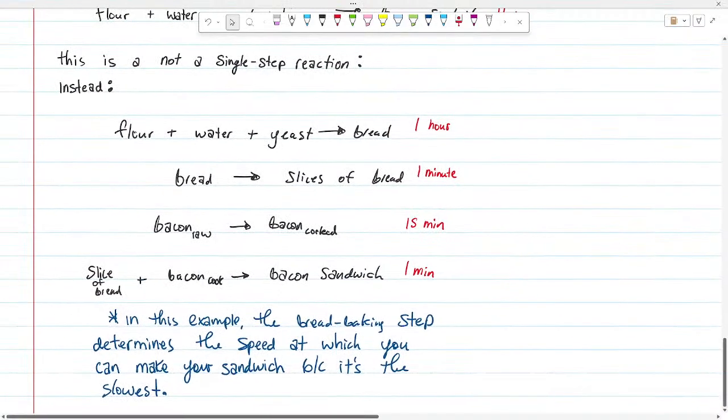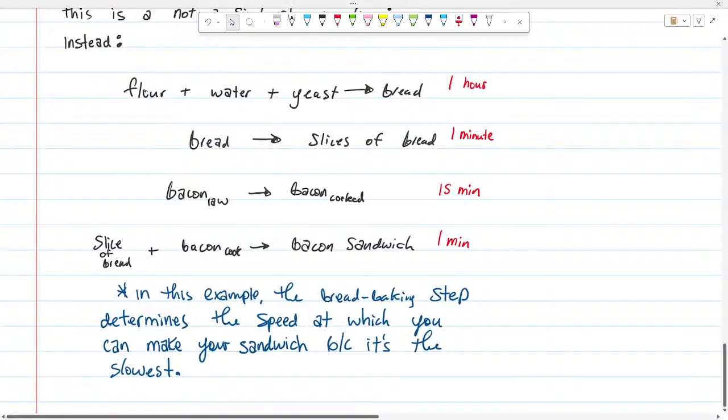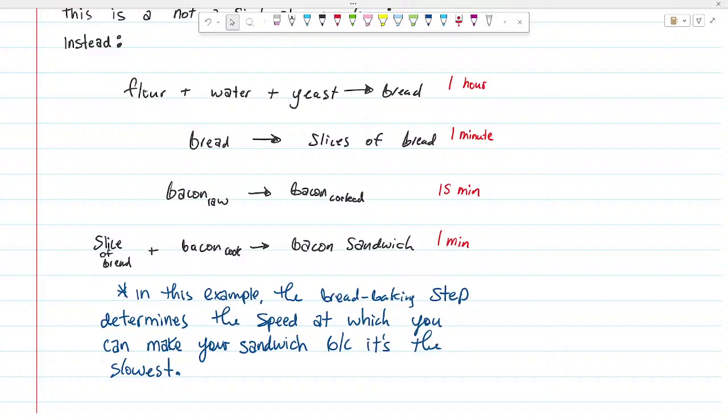So we would say that if you could be doing all of these over and over and over again, such that you have some bread stockpiled, you have some bacon stockpiled, you can be making sandwiches all the time. Once you get to the point where you have stockpiles, the only thing that would help you speed up would be speeding up the bread baking process.